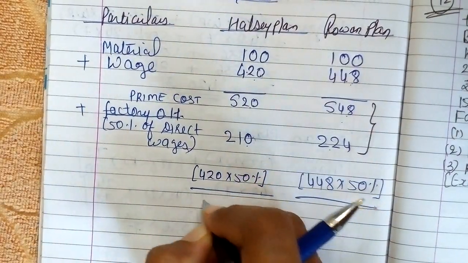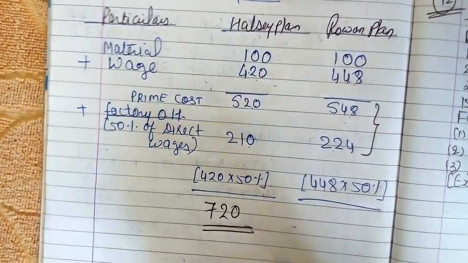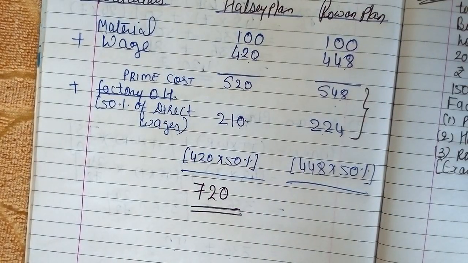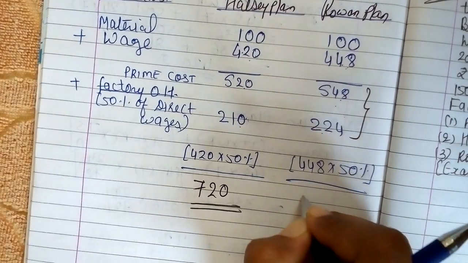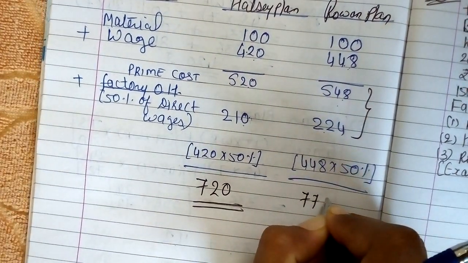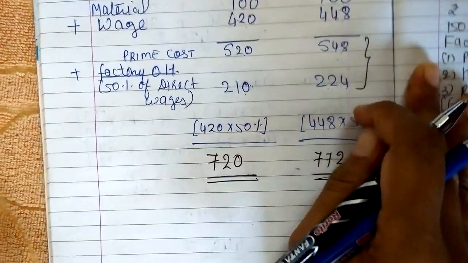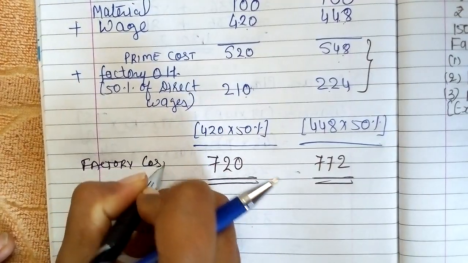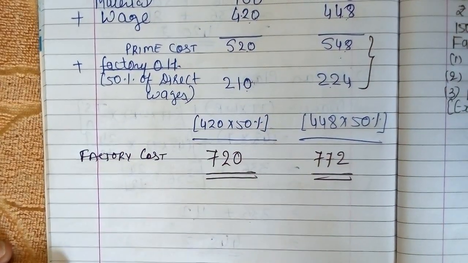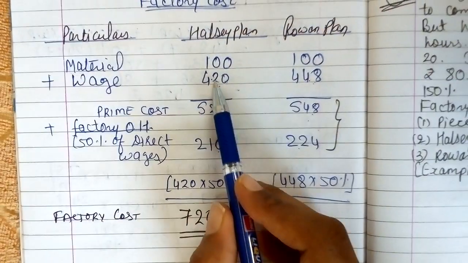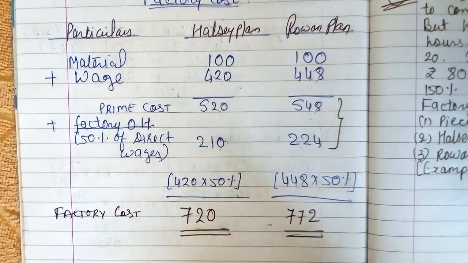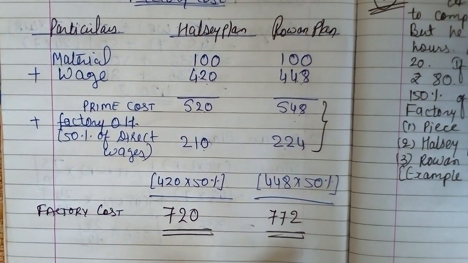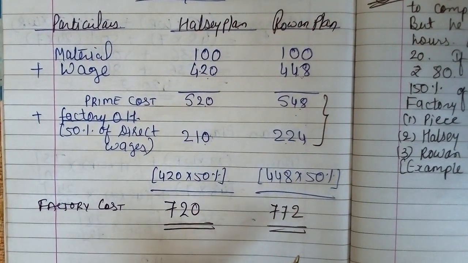So that would be 520 and 210, that is 730, and 548 plus 224, that will be 772. So this is the answer of your factory cost. See, as there is a difference in Halsey plan and Rowan plan, there is a difference in the factory cost, right? So this is the whole example relating to finding the factory cost.